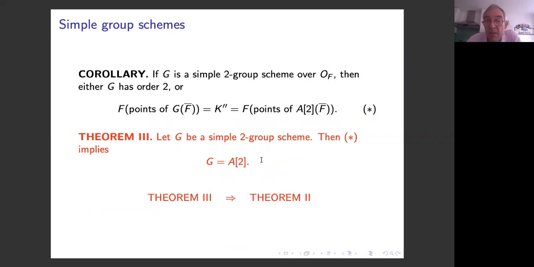But I have not proved that yet. I only proved that if I have a simple two-group scheme that doesn't have order 2, then if I adjoin its points to the field, I get the same field. And that's not the same thing. So now what we have to prove in order to prove theorem 2 and therefore theorem 1, is that if I have any simple two-group scheme and I adjoin its points to Q(√97), I get the same extension, then necessarily these two-group schemes are isomorphic. So that is theorem 3: if I know that the fields are the same, then the group schemes are the same.